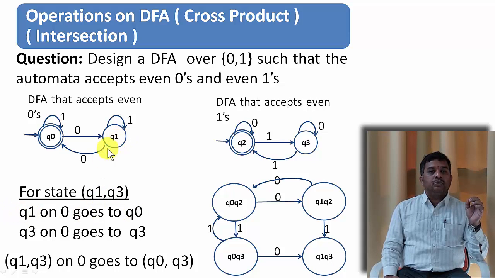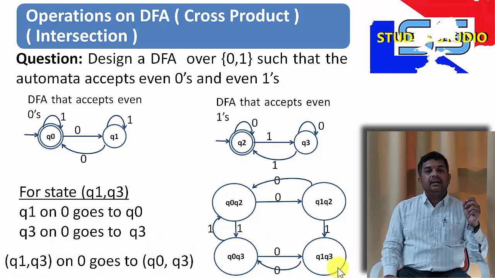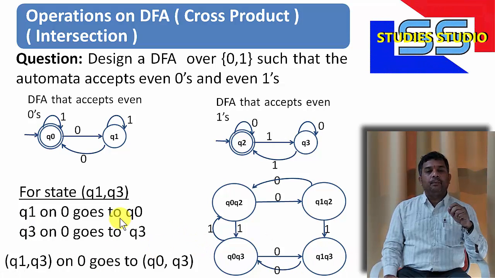Q1 on 0 goes to Q0 and Q3 on 0 goes to Q3. So Q1, Q3 on 0 goes to Q0, Q3. So this is the transition we have to show.